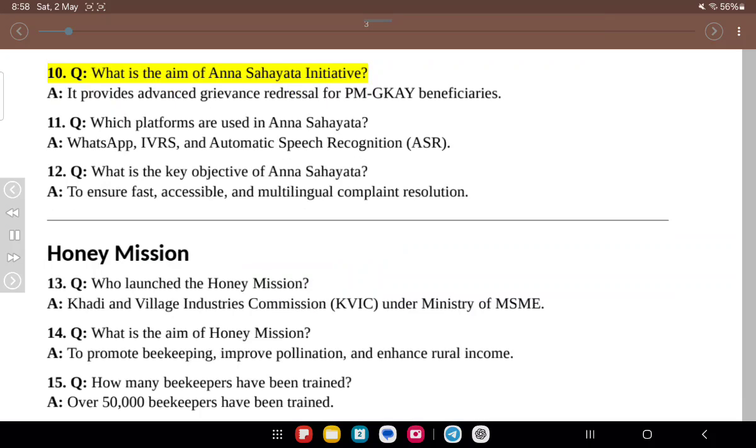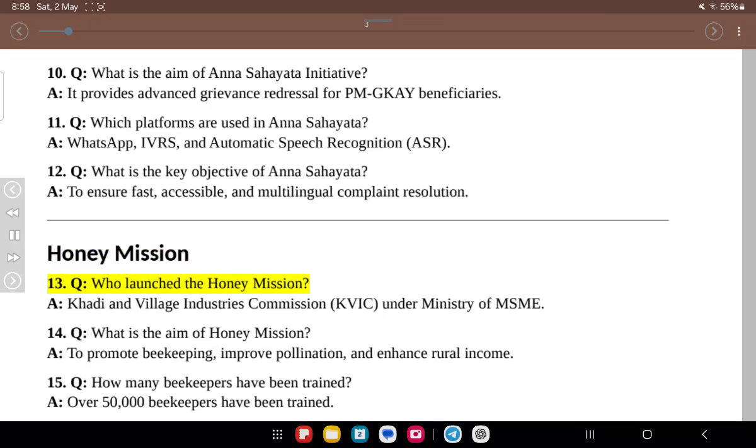10. Q. What is the aim of Anna Sahayata initiative? A. It provides advanced grievance redressal for PMGKAY beneficiaries. 11. Q. Which platforms are used in Anna Sahayata? A. WhatsApp, IVRS, and automatic speech recognition ASR. 12. Q. What is the key objective of Anna Sahayata? A. To ensure fast, accessible, and multilingual complaint resolution.